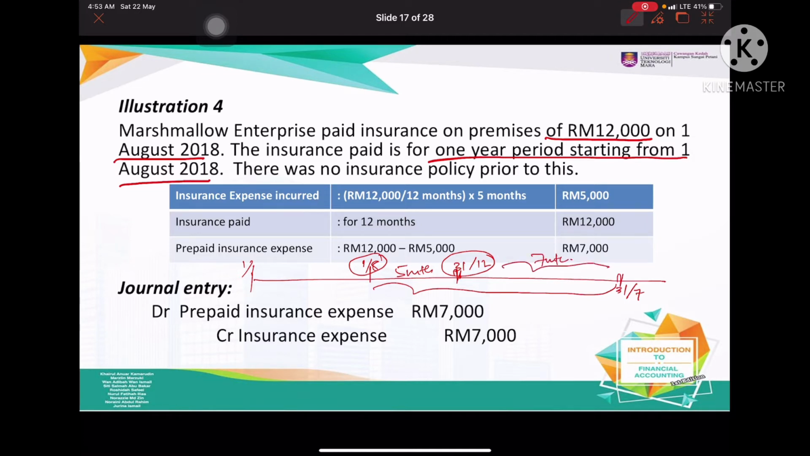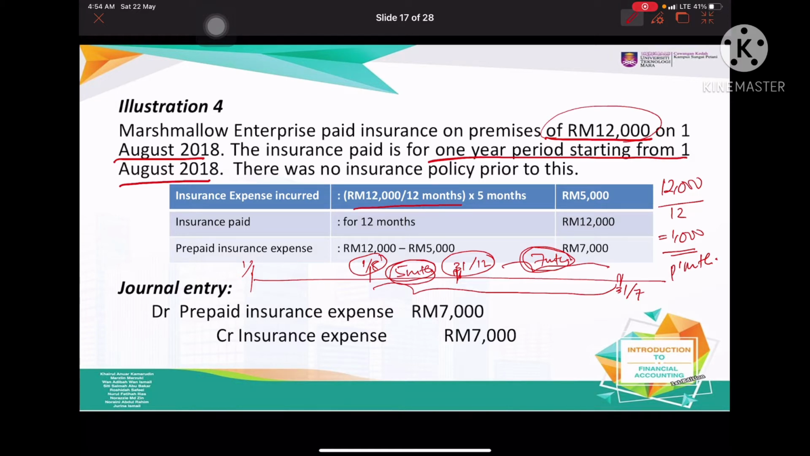Alright. So if the expense that we paid is 12,000 for one whole year, then 12,000 divided by 12 months is 1,000 per month for our insurance. So for 1,000 per month, 5 months is equivalent to 5,000, and 7 months is equivalent to 7,000. So how are we supposed to do our journal entries?